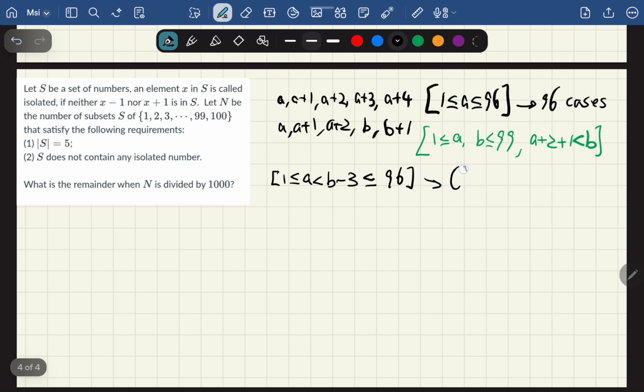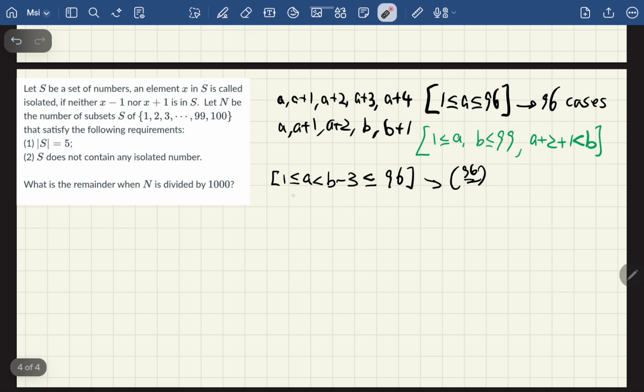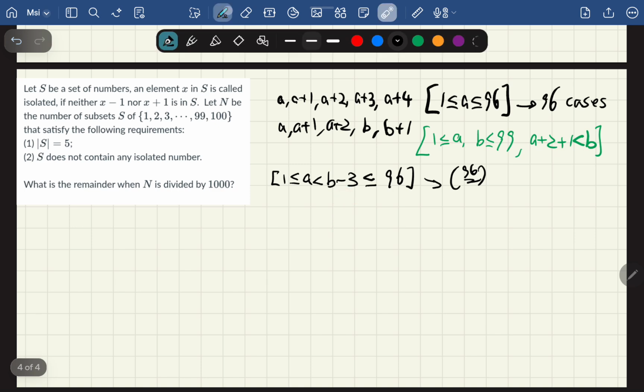And then this is just 96 choose 2, because it's just choosing two distinct numbers in between 1 through 96. The smaller number you give to a, the larger number you give to b minus 3, and then you can find b from there.